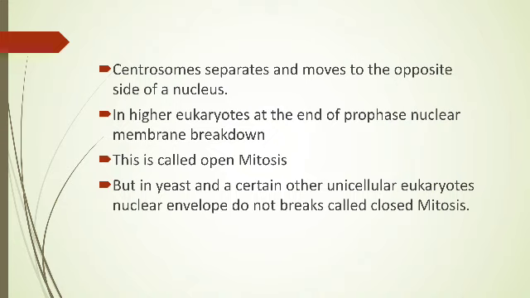But if we see certain examples like the unicellular eukaryotes or the yeast, in them the nuclear membrane does not break. Okay, as in case of higher eukaryotes the nuclear membrane gets broken down, but in case of yeast and certain other unicellular eukaryotes the nuclear membrane does not break, and this type of mitosis is called closed mitosis. The nuclear membrane is not breaking, so the chromosomes are inside the nucleus. Okay, so this is the closed mitosis.